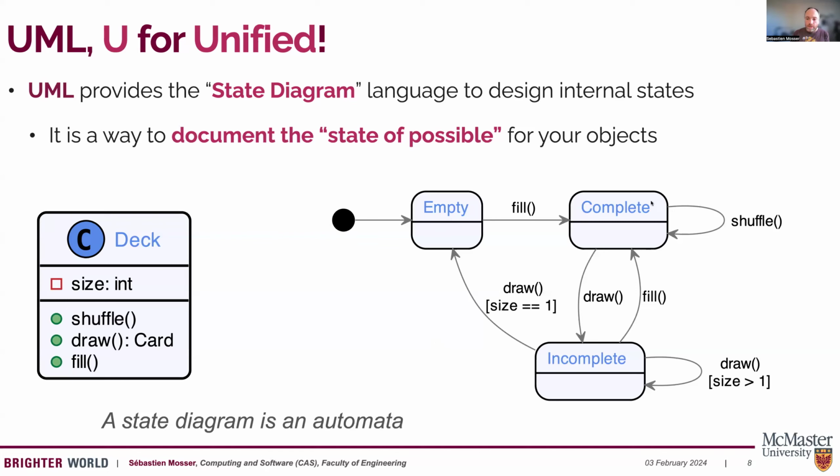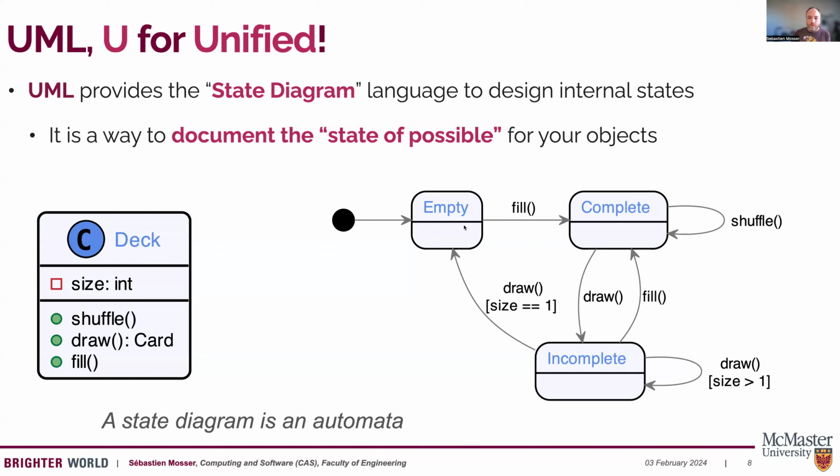And if I'm in the complete state, I can shuffle as many times as I want. I will stay complete. If I draw a card, I'm moving into incomplete. But if I fill it back, I'm moving back to complete. If I'm in the incomplete one, I can draw a card until my size is greater than 1. That's this brackets notation. It's a condition. It's a guard, using the right vocabulary. And if I'm an incomplete deck and my size is 1, if I draw, I'm back to empty.